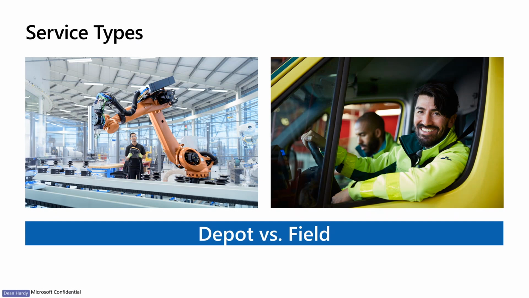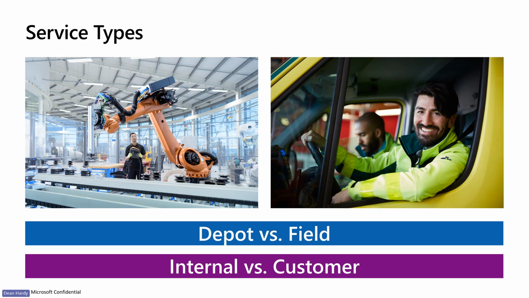Or the service is provided at remote locations, which are different than where the frontline workers begin and end their day, and we'll call that field service. The second important dimension is whether service is being provided on company-owned or internal assets, or assets that are owned by an external organization, and we'll call those customer assets. Let's explore some examples and scenarios to highlight how these service types affect processes within the Service to Cash.